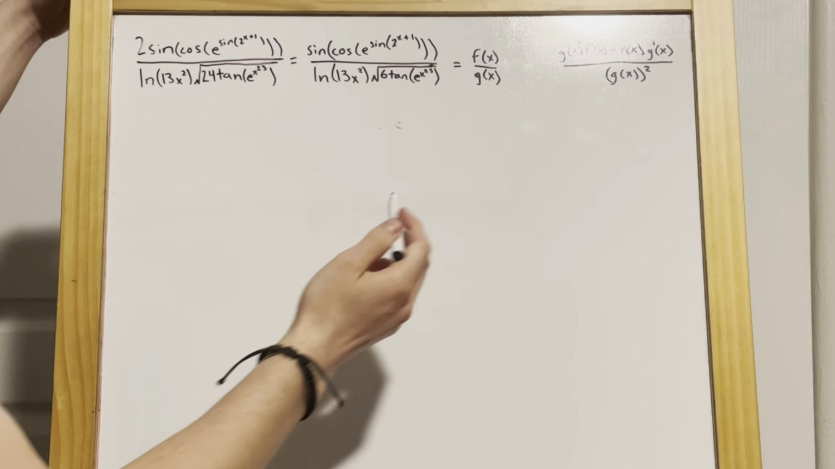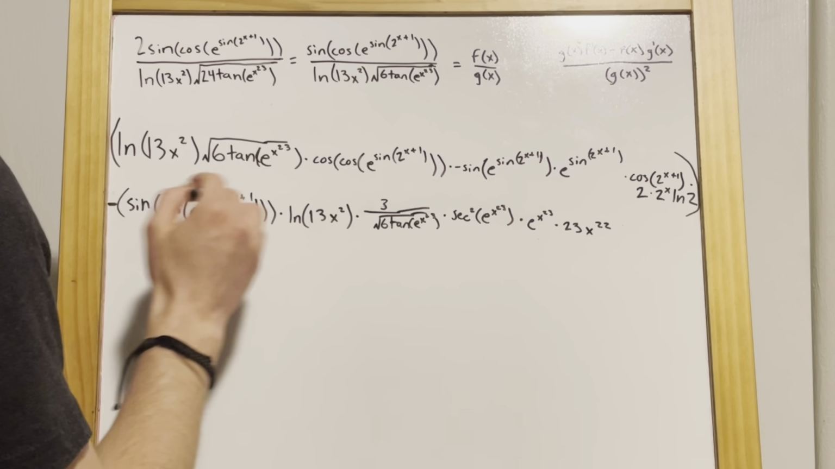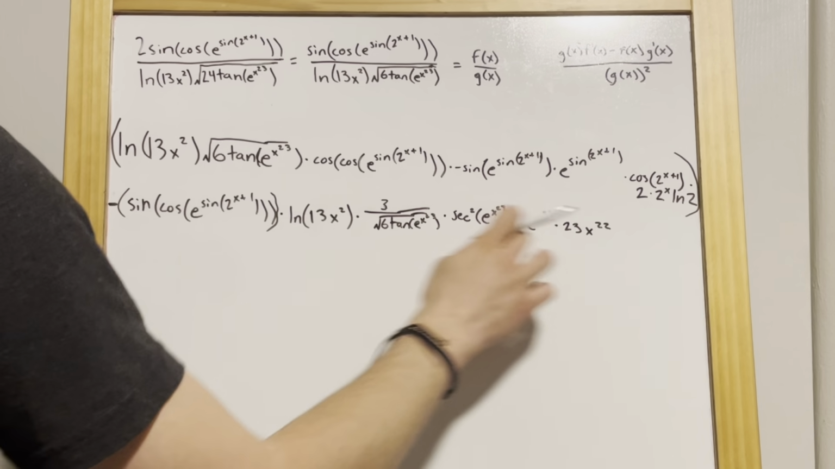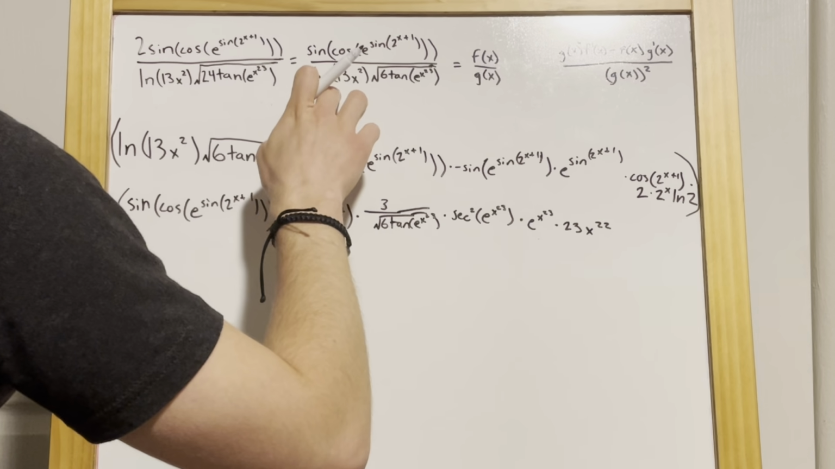Tangent, the derivative of tangent is secant squared, I believe. Inside, e to the x to the 23rd, and then times the derivative of the inside. This is chain rule. So we have e to the x, e to the x, times the derivative of the inside, which is 23 x to the 22nd. Okay, so remember, this is our f of x. This is our g prime of x.